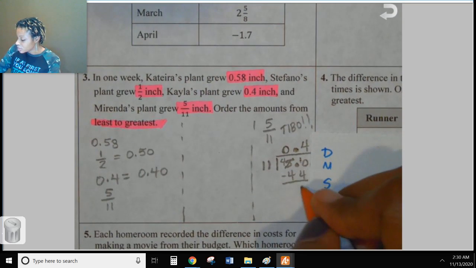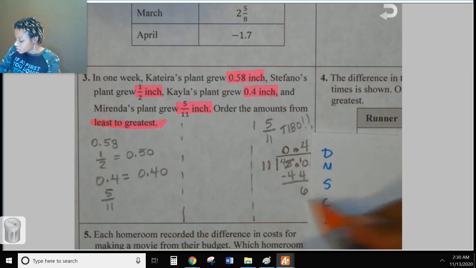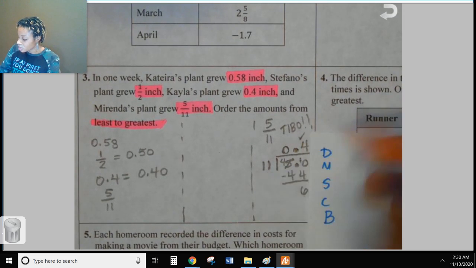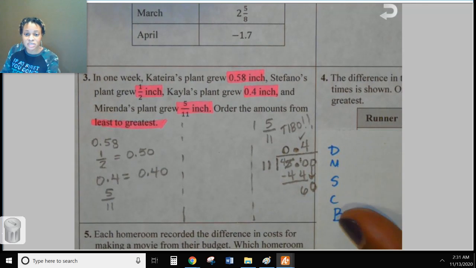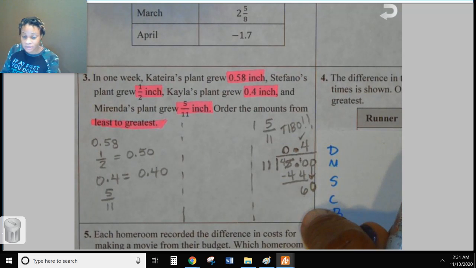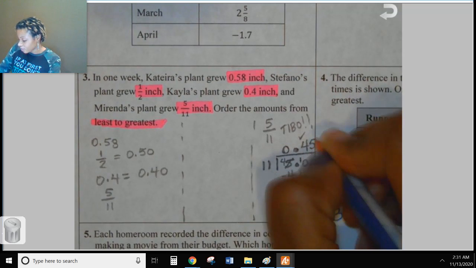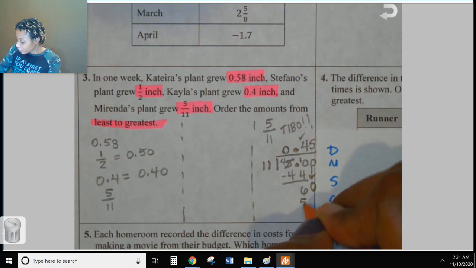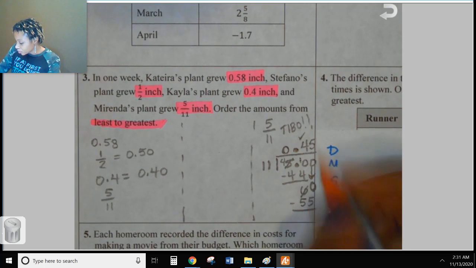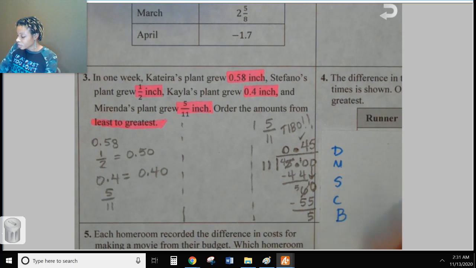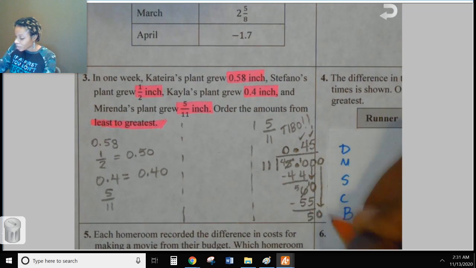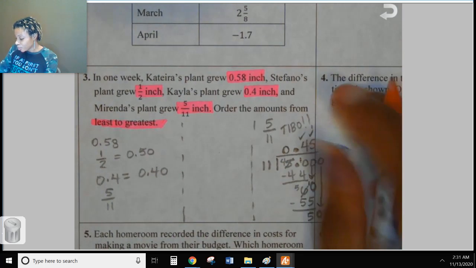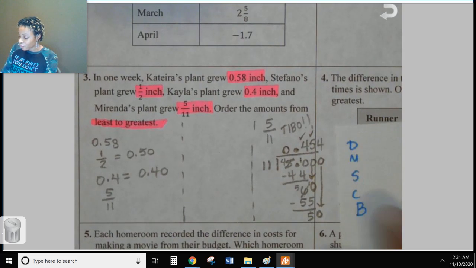And 10 minus 4 is 6. Remember to check. Is 6 less than 11? Yes. Slide my paper over, bring down my 0. Now I have 60. What times 11 will get me closest to 60? This time I can say 5. 5 times 11 will give me 55. I need to regroup. This will give me 5. 5 is less than 11. Check off. I can add another 0 at this point and bring it down. I will get 50. Then I would do 4. 4 times 11 will give me 44.